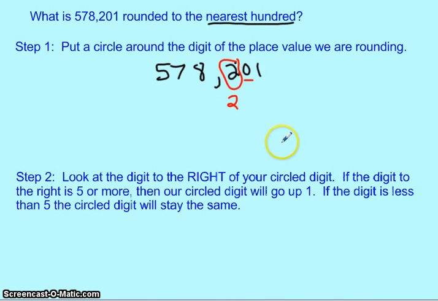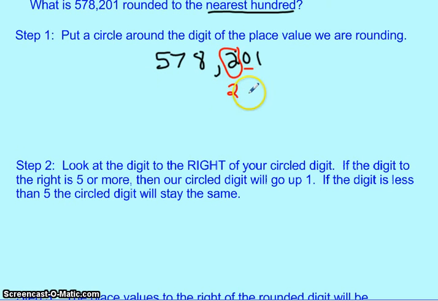What do we do after we've rounded that digit? We replace the digits after it with zeros, and the 1 that became a 0 stays the same. So this number rounded to the nearest 100 is 578,200.